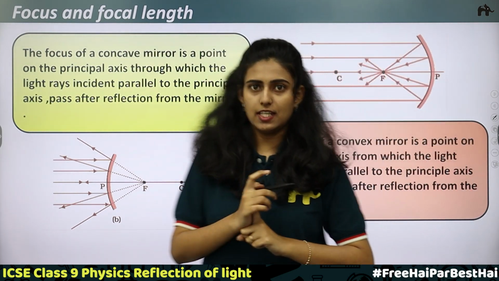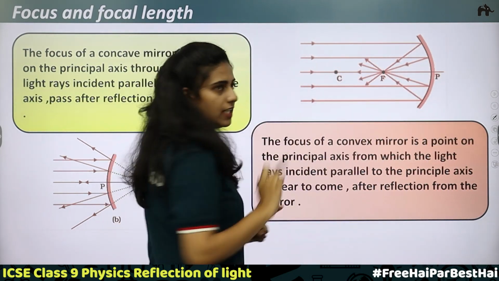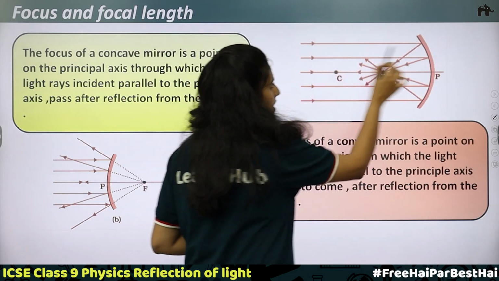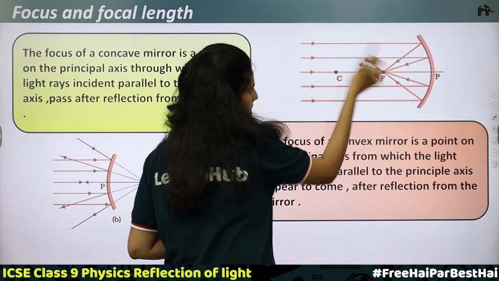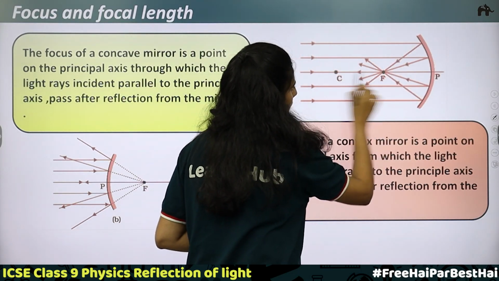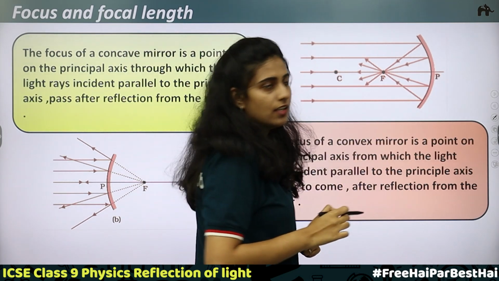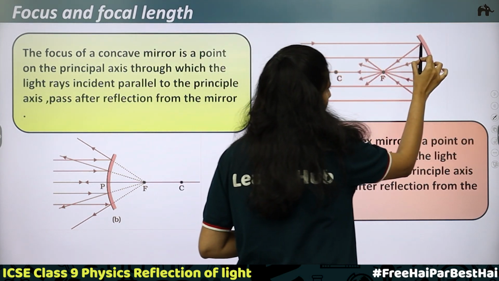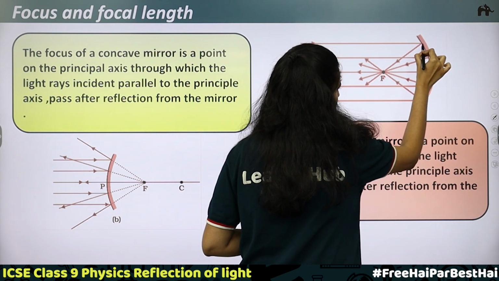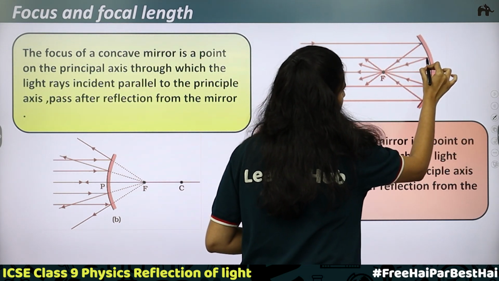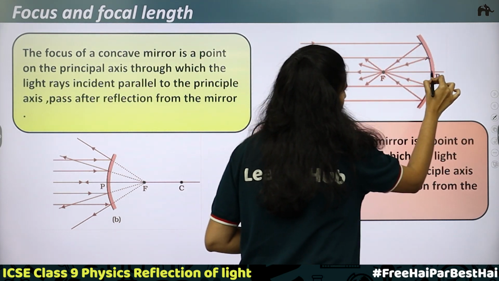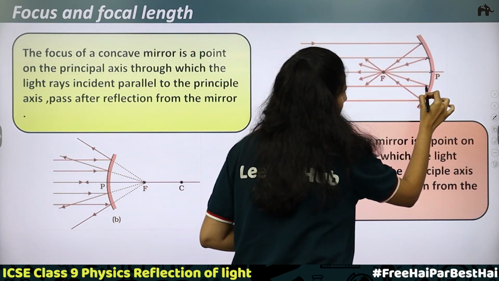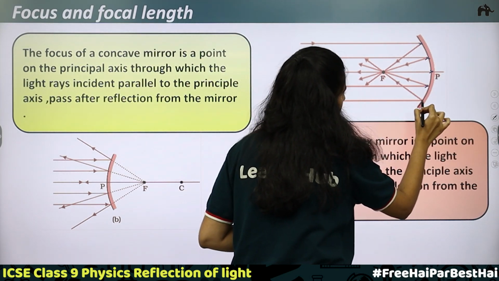So, here you can see that we have taken a concave mirror. These are the incident light rays, light rays from a source. Incident light rays, after reflection, what is happening? You can see the first light ray is striking at this point, second light ray at this point, third light ray at this point, fourth light ray striking here, fifth light ray striking here.